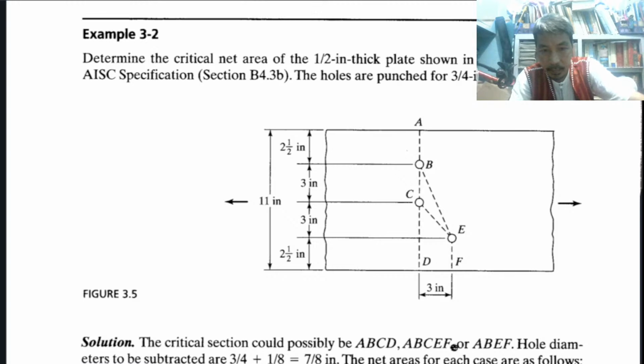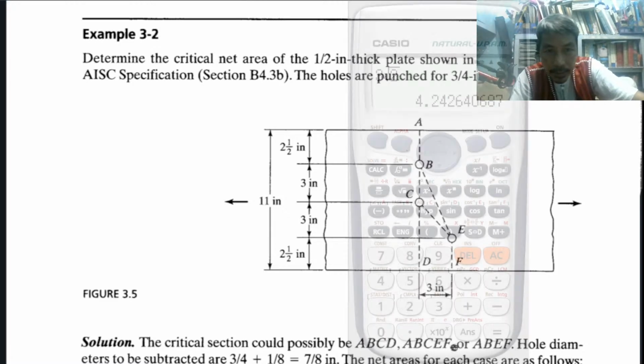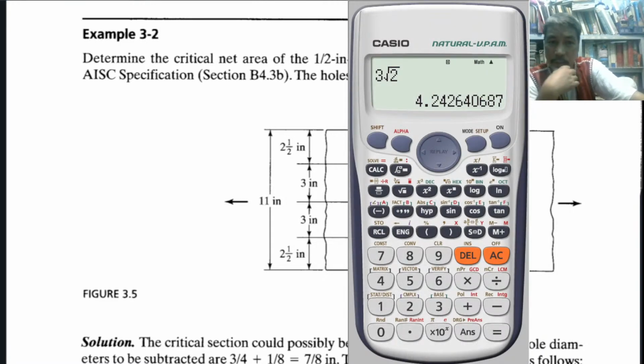If I may show you the calculator, 3 square root of 2 is equal to 4.24. So that is 4.24.